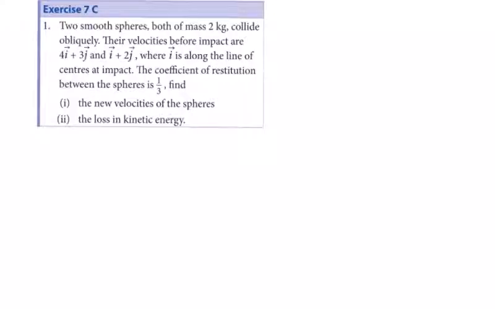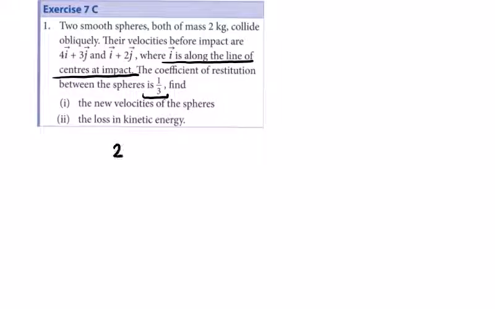In exercise 7C, we have two smooth spheres, both of mass 2 kilos, colliding obliquely, and their velocities before impact are 4i plus 3j and i plus 2j, where i is along the line of centers. So this means that the j velocity remains unchanged, and we're told the coefficient of restitution is a third here.